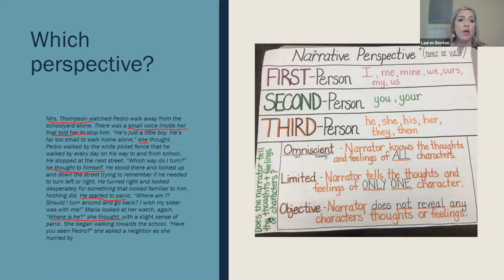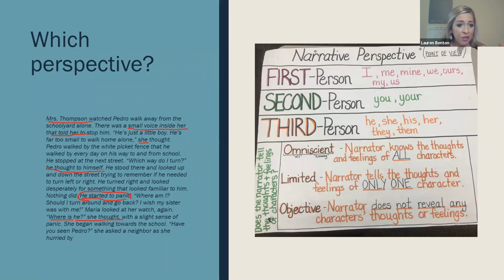So in this point of view, we're able to see Mrs. Thompson, Pedro, and Maria. And with this, we were able to see Mrs. Thompson's thoughts and feelings. There was a small voice inside her that told her to stop him. So we know that that's a thought. We also were able to determine Pedro's thoughts because over here it says he started to panic, and that was referring to Pedro.